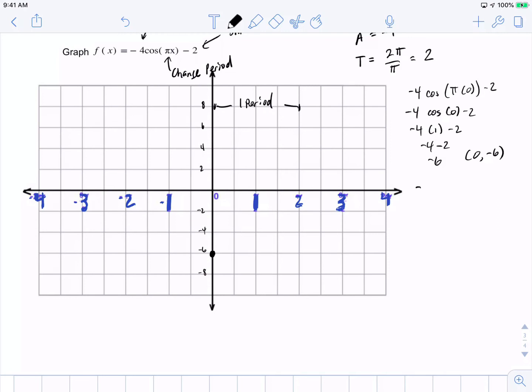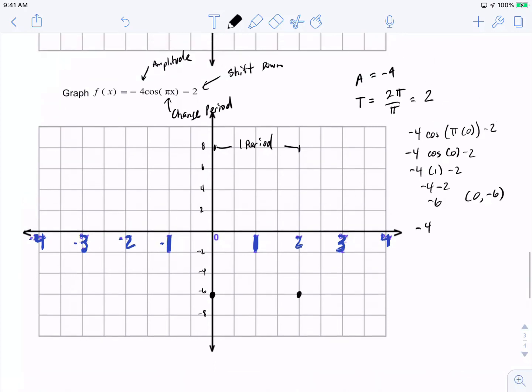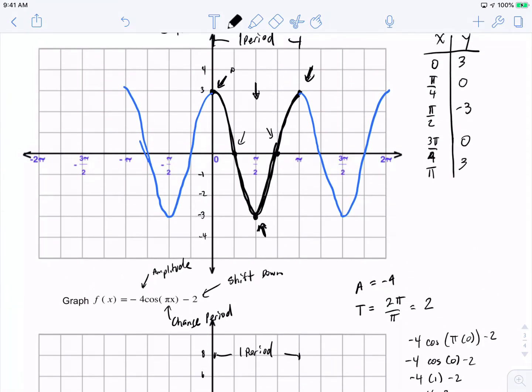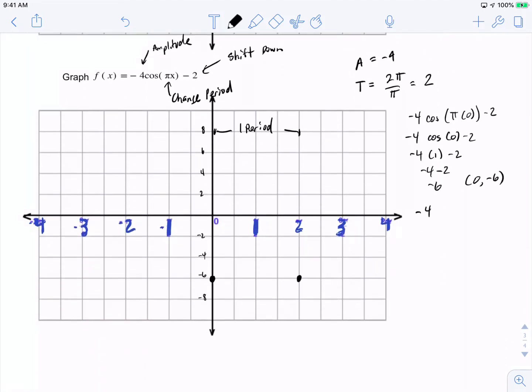So let's try 2 real quick so you guys can see that I'm telling you it's going to be that same value. Just like over here, this one and this one give me the same value. So I'm going to go -4 cosine of pi times 2 minus 2. So -4 cosine of 2 pi minus 2. But cosine of 2 pi is 1. So I'm going to get -4 minus 2 is in fact that -6. So I'm getting that value.